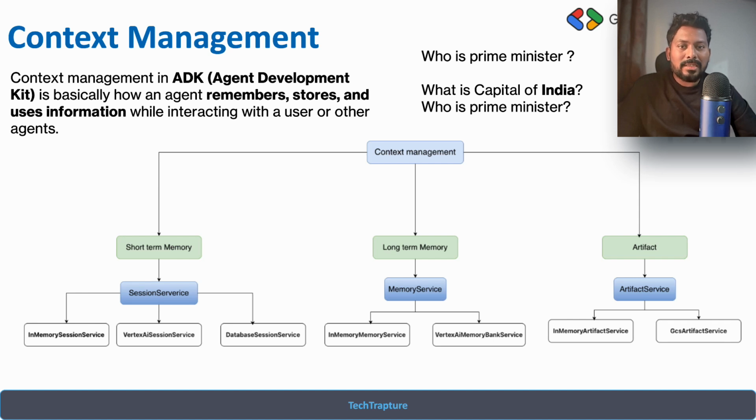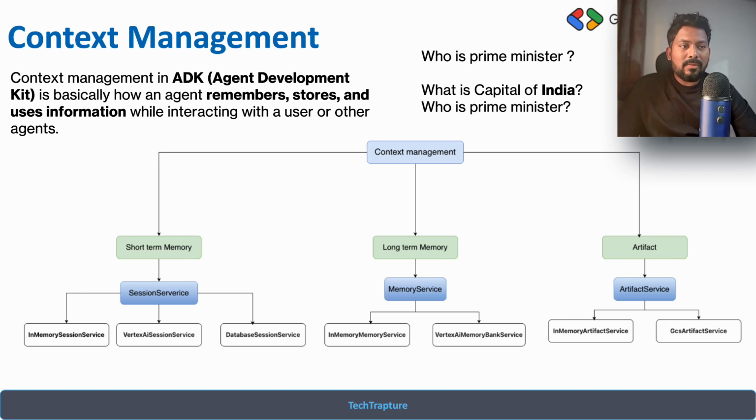For storing files, you have the artifact service. Again, there are two types of artifact service. One is the in-memory artifact service. The same thing: it will store in a temp directory and it will be lost once you restart your agent. But if you use the GCS artifact service, then it will store your artifact in a GCS bucket, so it will be there even if your agent gets restarted. Okay, now these are just an overview of context management.